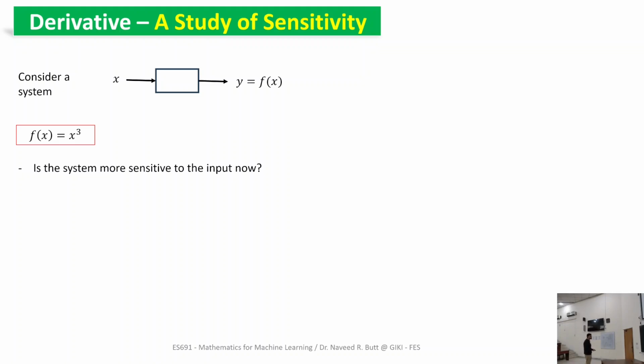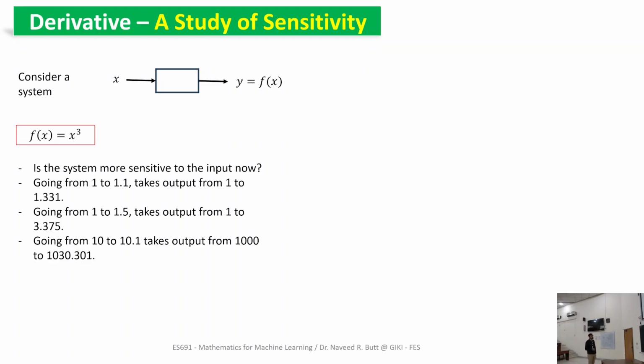For this system, you can see that if I go from 1 to 1.1, it goes from 1 to 1.331. The second one is fine. Look at the third one now. If I go from 10 to 10.1, the output goes from 1000 to 1030.301. Now, in the first and the third case, the amount of change I made is the same, right? So, of course, we expect the sensitivity to depend on how much change I make. But then in many functions, the sensitivity also depends on where I was in the domain of x when I made that change.